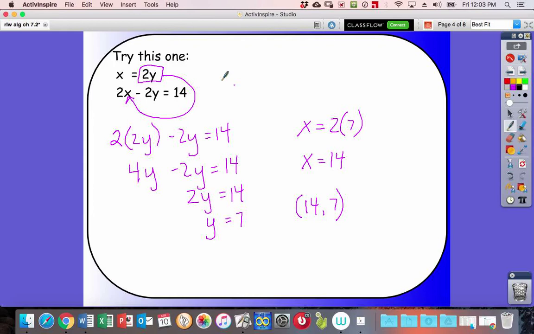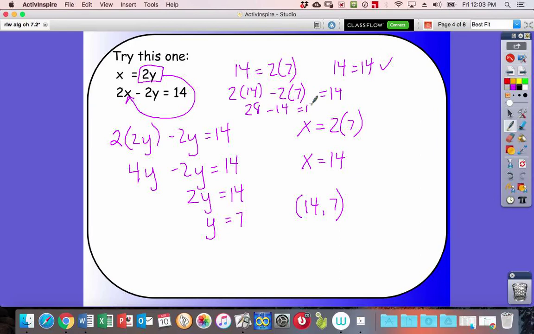You can always double check your answers. This one we've pretty much already done. I have 14 is equal to 2 times 7. 14 equals 14. That works. This one, 2 times, now what's x? 14. Minus 2 times, what's y? 7 is equal to 14. Well, I have 28 minus 14 is equal to 14. That is true. That gives me 14 is equal to 14.